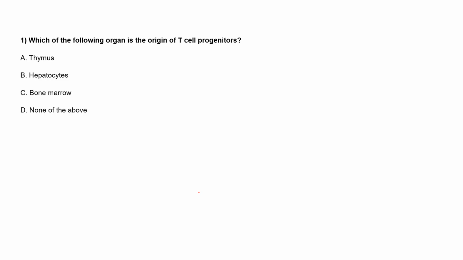Moving to the first question, today the questions will be about T cell development, T cell activation and the origin of T cells. The first question is: which of the following organs is the origin of T cell progenitors? Option A is thymus, option B is hepatocytes, option C is bone marrow, and option D is none of the above.